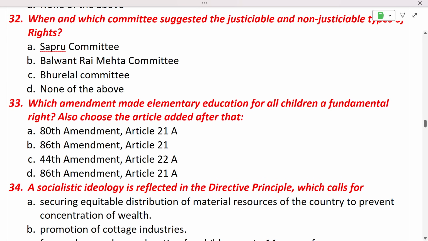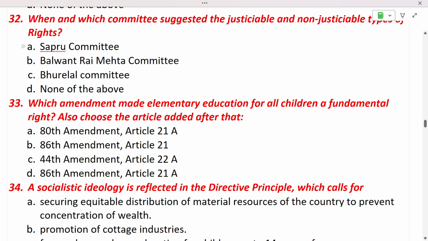So, question number 32. When and which committee suggested the justiciable and non-justiciable types of rights? Option A, Sapru Committee. Option B, Balwant Rai Mehta Committee. Option C, Bhurelal Committee. Option D, none of the above. So the answer is A.